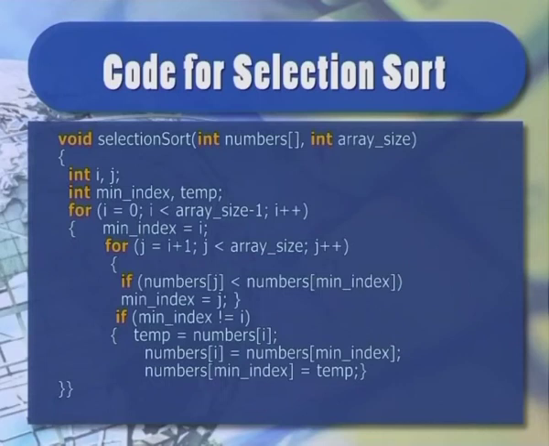The code in C for selection sort is as follows. As we can see, we compare the number at index i with the rest of the elements at indices higher than i to find the index of the smallest element. Next, we swap the element at the smallest index with the element at index i. If they are the same, then there is no need to swap.